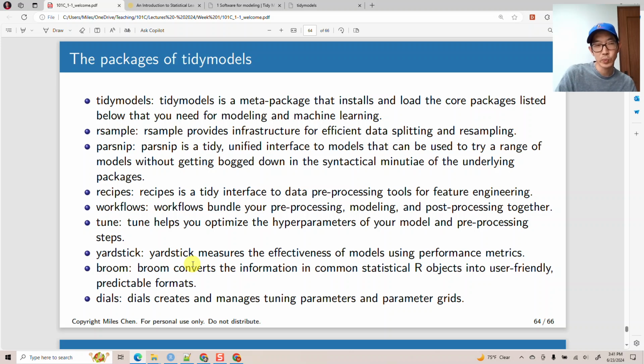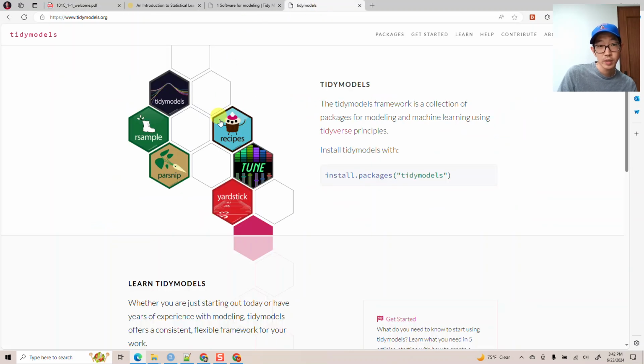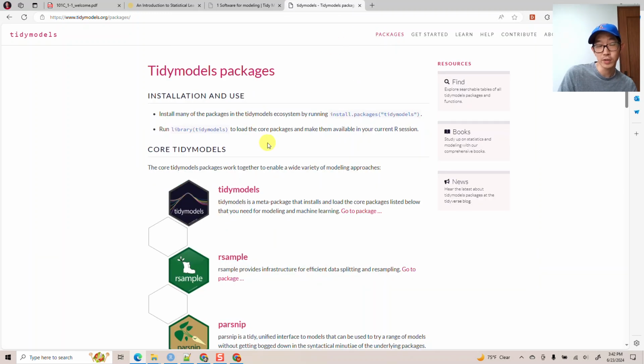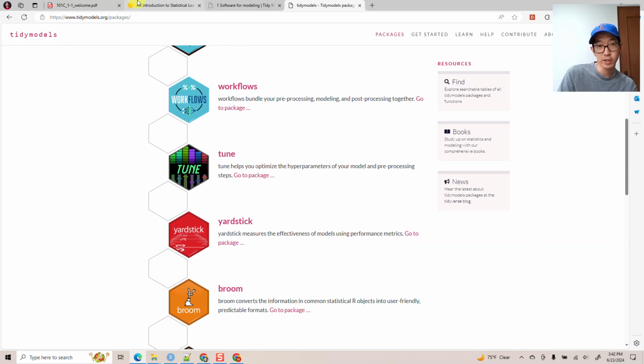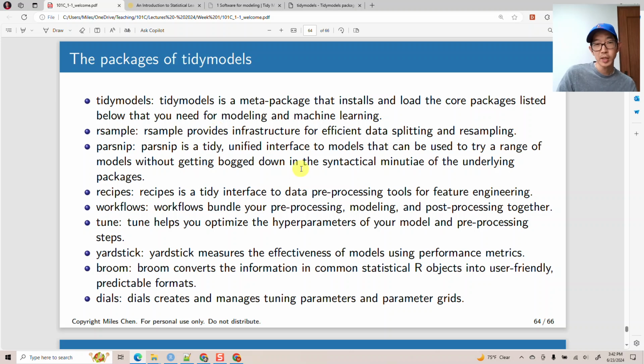And within tidy models, there are several packages. I want you to start going to the Tidy Models website and start familiarizing yourself with some of the different packages here. If you click packages, they're listed off here. Basically, the different parts that we're going to have.